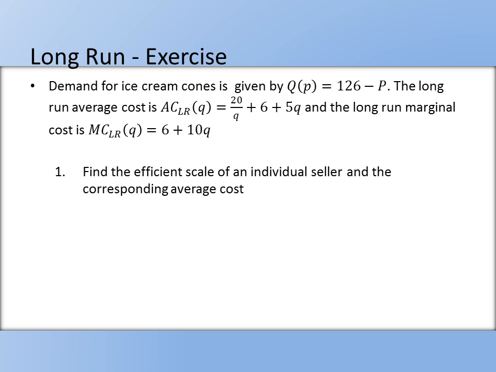Now let's look back at an example. First, find the efficient scale of an individual seller and the corresponding average cost. Average cost equals marginal cost gives us the efficient scale. So 20 over Q plus 6 plus 5Q equals 6 plus 10Q. So Q equals 2. To achieve the lowest possible cost, each seller has to be producing 2 units. The average cost in this case is $26.